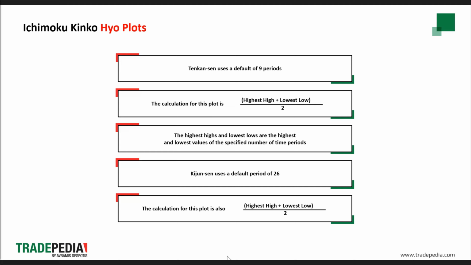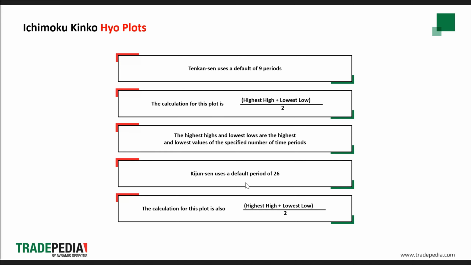The Tenkan-sen, remember, is the blue line. So the blue line, how we calculate it is by looking at the default of 9 periods, and then use the highest high of the 9 periods and the lowest low of these 9 periods divided by 2.